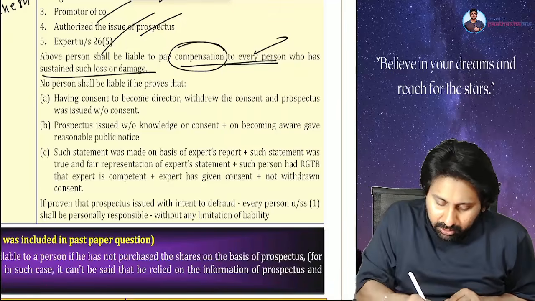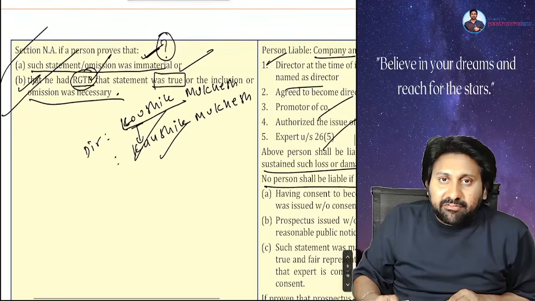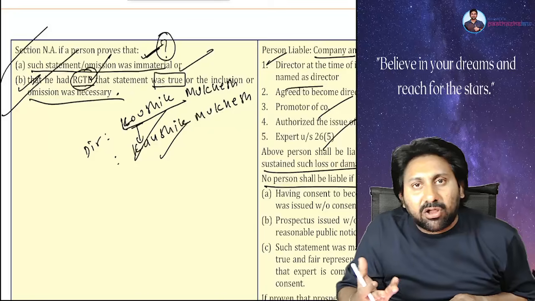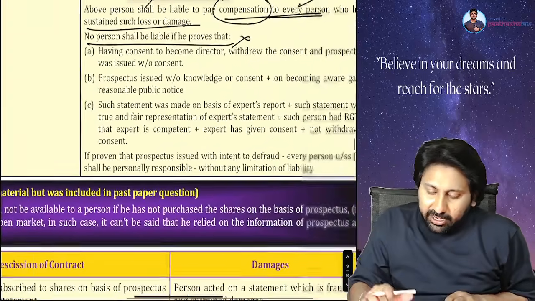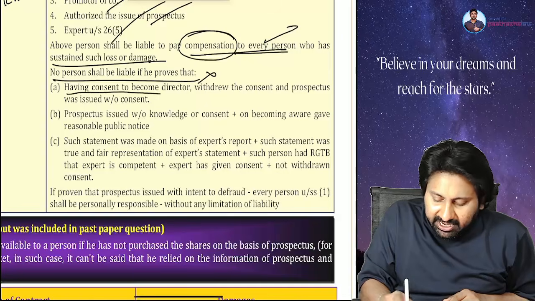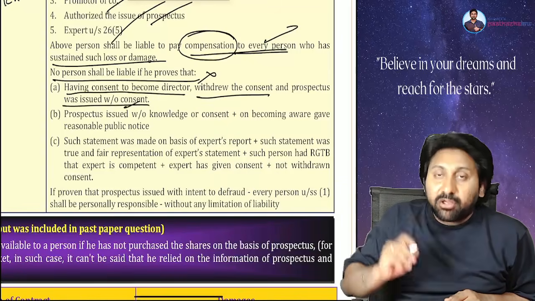Final touch: who will not be liable? Like here we read immaterial, or he has a reasonable ground to believe. Like that, here also, who can escape civil liability? A person who, having consented to become a director, withdrew the consent, and the prospectus was issued without his consent.